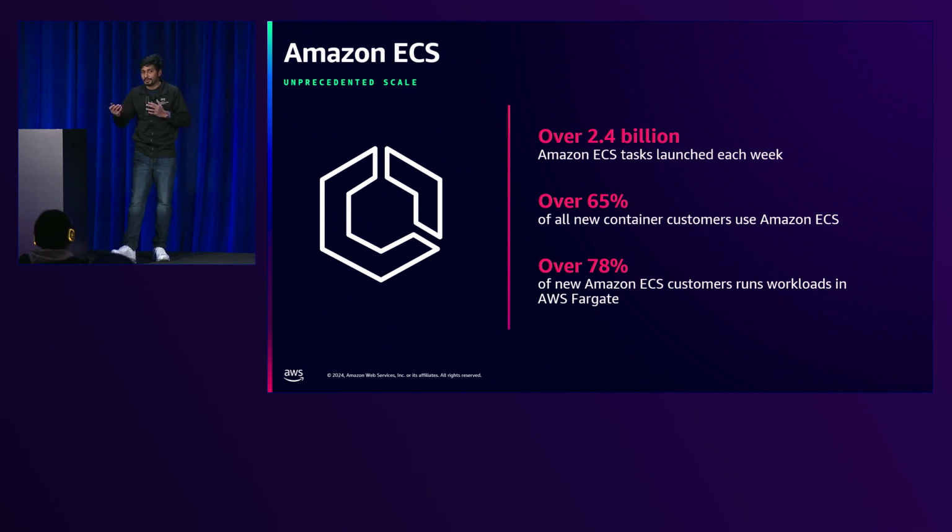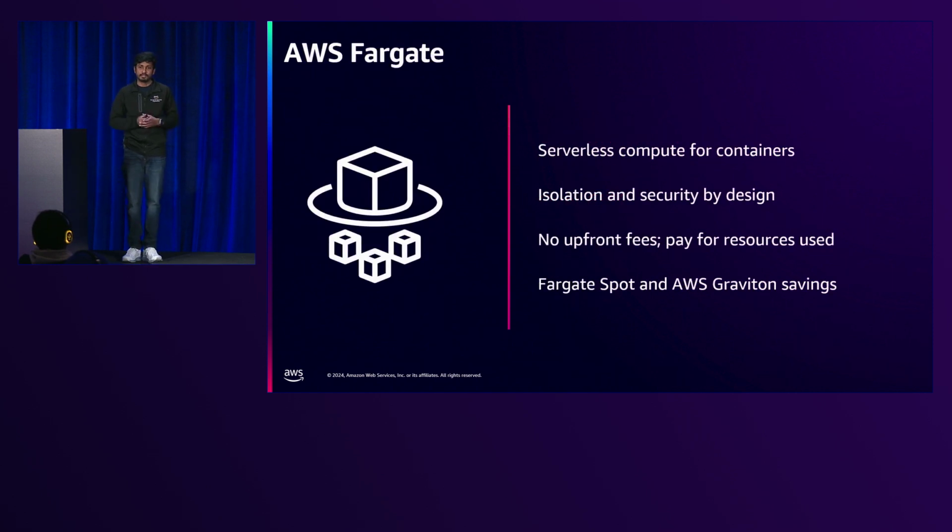And another important note is Amazon ECS launched over 77.2 million tasks for Amazon Prime Day 2024. So you can see how big it can scale while being very simple and easy to deploy all the containers in the cloud. Let's do a quick refresher on AWS Fargate as well. AWS Fargate is a serverless compute for containers. It offers isolation and security by design.